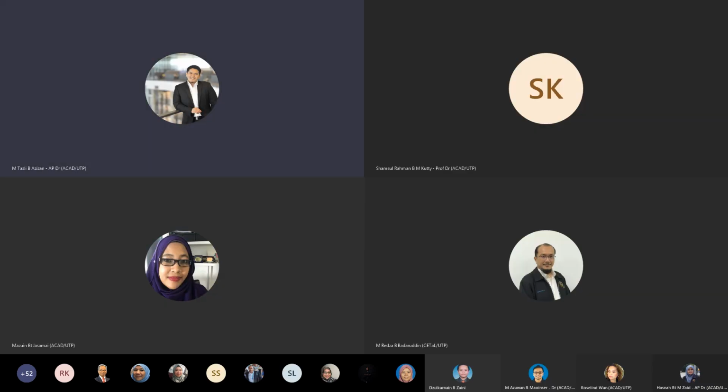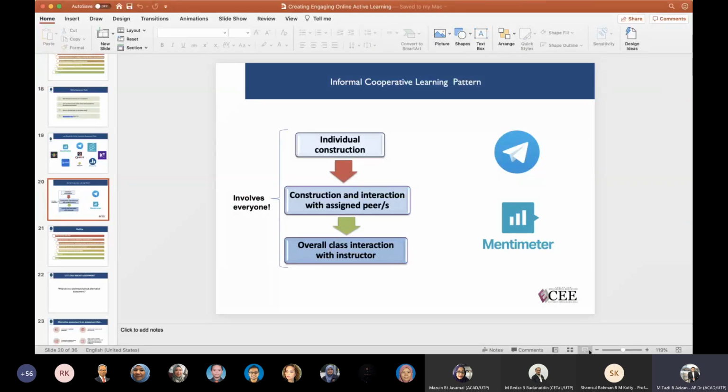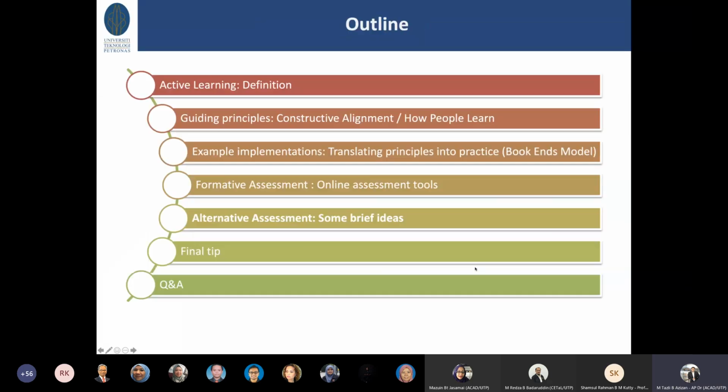So we look back at the slides. Okay, so I have actually covered up to 4 things, which is on the definition, on the scaffolding, on the guiding principles, as well as the books and model, revisit back. I'm going to talk a little bit on the alternative assessments, some brief ideas so that we know what kind of assessment that we could give to our students for the next semester.